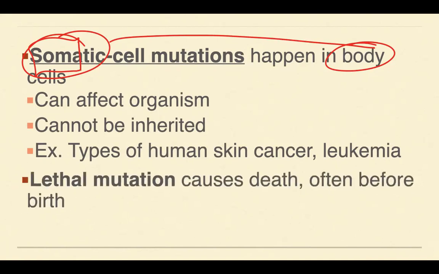A lethal mutation causes death, and this often happens before birth. If there is a lethal mutation in an embryo, then often it will result in what's called a miscarriage, which is when the fetus is spontaneously aborted, meaning because there was a lethal mutation, the fetus cannot develop properly, and so the body gets rid of it naturally.